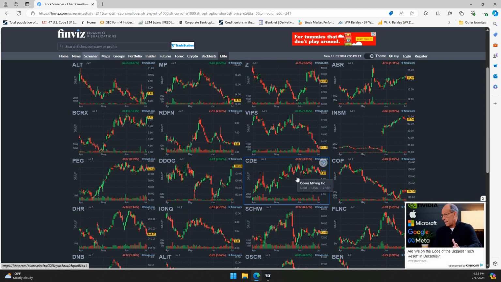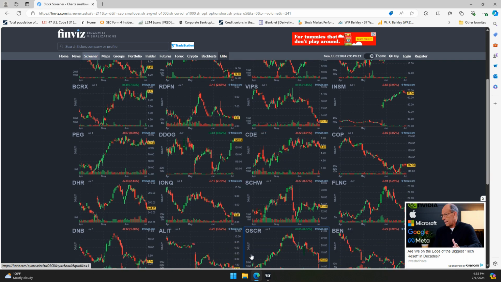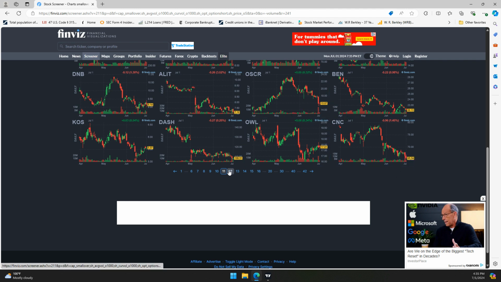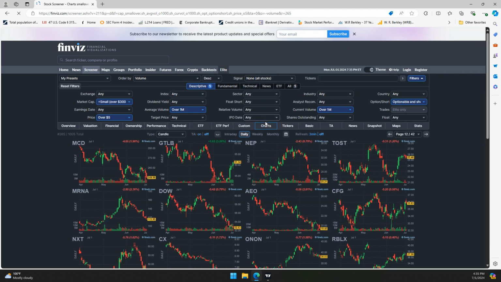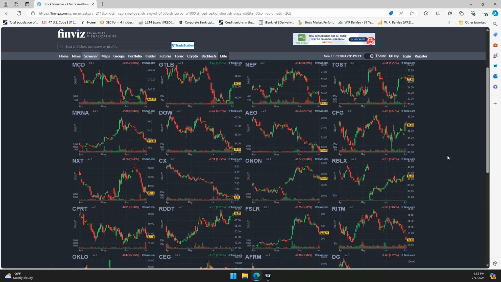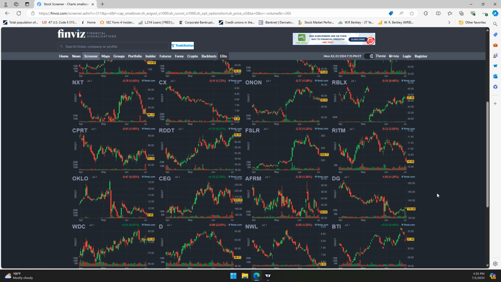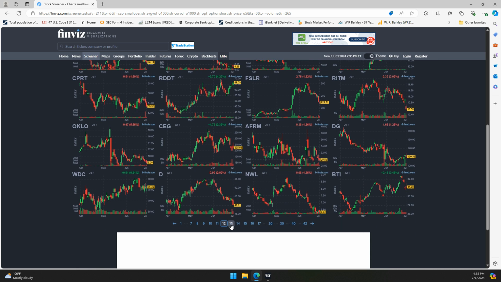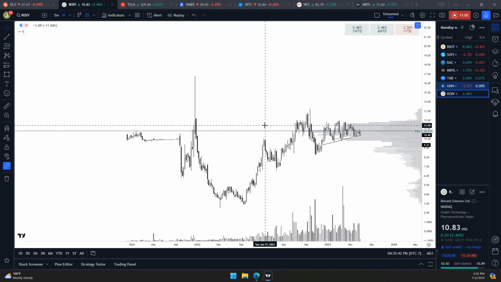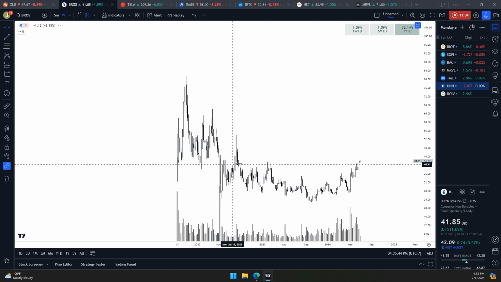All right, CDE. I don't know if they have options that are liquid. That is one of the problems when we're doing this. I don't really care right now when I'm doing the scan if these have liquid option chains. So that's something that I have to go through later. If I'm unfamiliar with the name, that's something that I'll check, just if they have high open interest on any of their contracts. Sometimes they don't. A lot of times, some of these names won't, but you could still play shares. That is completely okay.